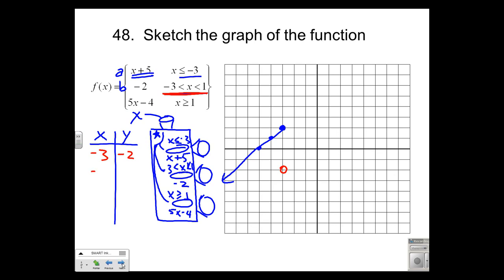And then if I send negative 2 there, I get a negative 2. And if I send negative 1 there, I get a negative 2, all the way until I send 1 there, and I get a negative 2. So I get negative 2s all the way across to right here. But 1 doesn't quite go in there, so we have that.